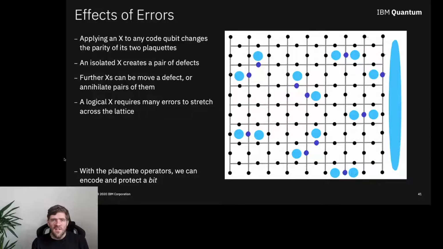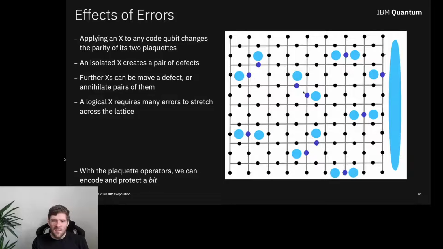Okay, so what are the effects of errors in this? Well, if we apply an X, a bit flip, to any of the qubits, then it will change the parity of its two neighbours. So here we've got an isolated bit flip, and so the parity of these two plaquettes is going to be flipped from their initial value, which is even, telling us that everything's okay, to odd, telling us there's something going on here. And we're representing that with this blue dot.